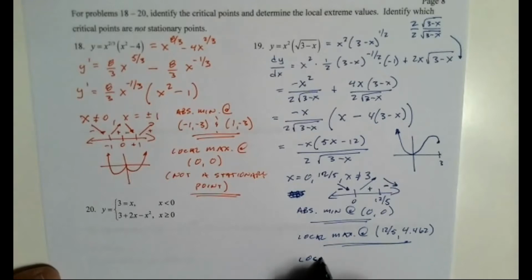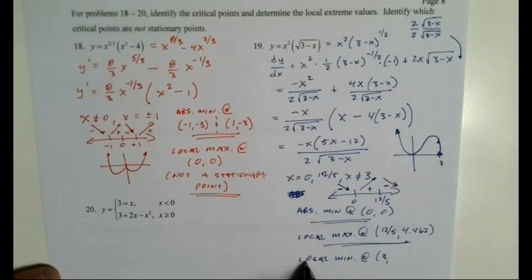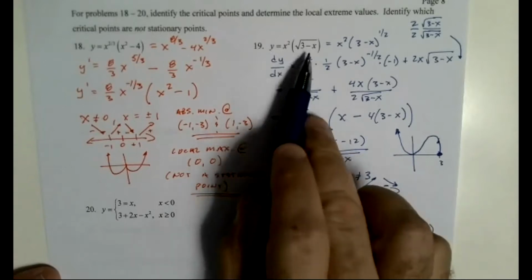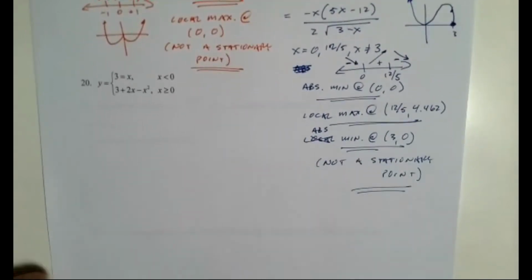All right, and local min at 3 comma. Oh, my graph is wrong. That's so very upsetting. It comes all the way down, hits here. So that is an absolute min at 3 comma 0, because I plug in 3, I get 0 out. And that is not a stationary point. It's an endpoint. The derivative did not equal 0. Sorry about that for writing off screen. Woo! That is a lot of work.